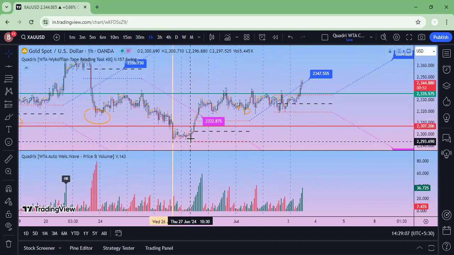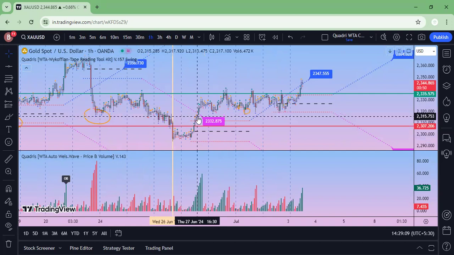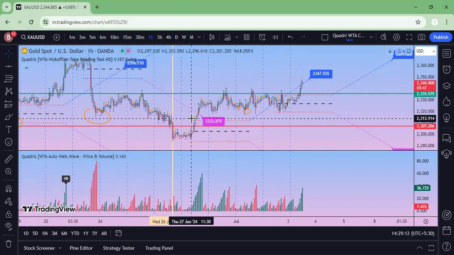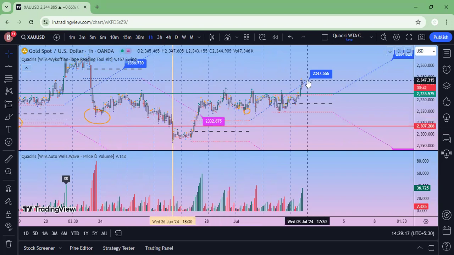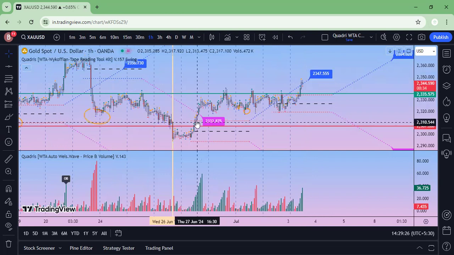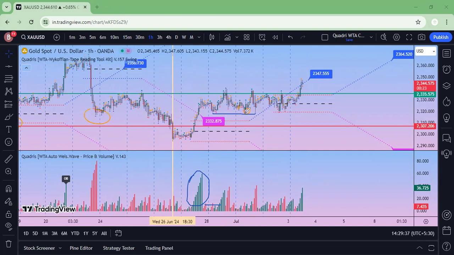This was the level which was formed, as you can see. On 27 June, to be precise, this range was formed, and the target of 23,47.555 was achieved. If you are planning, this is pure demand, and this is the supply which has been followed by. If you buy this spring, your target is achieved, and this is your stop loss.